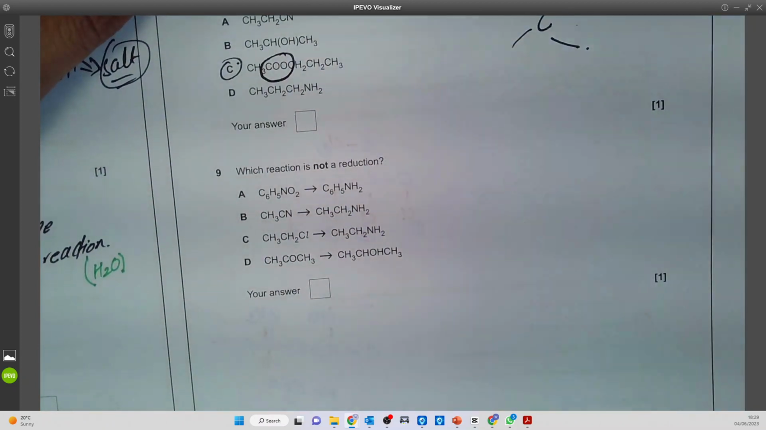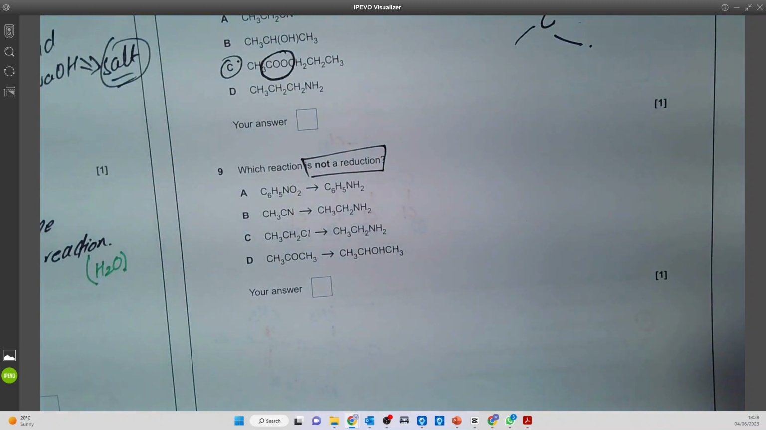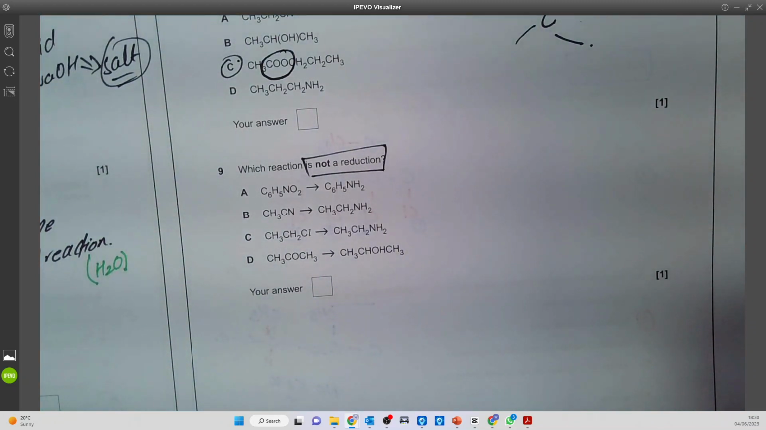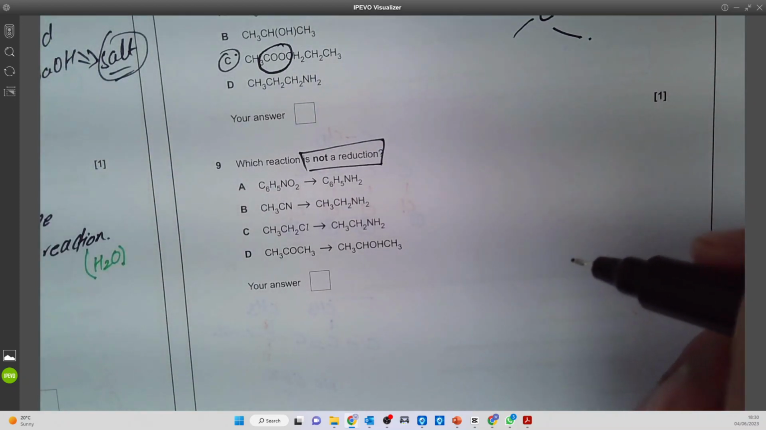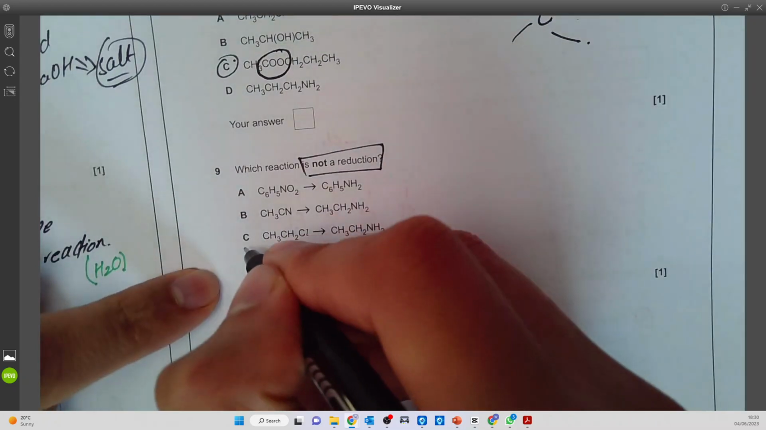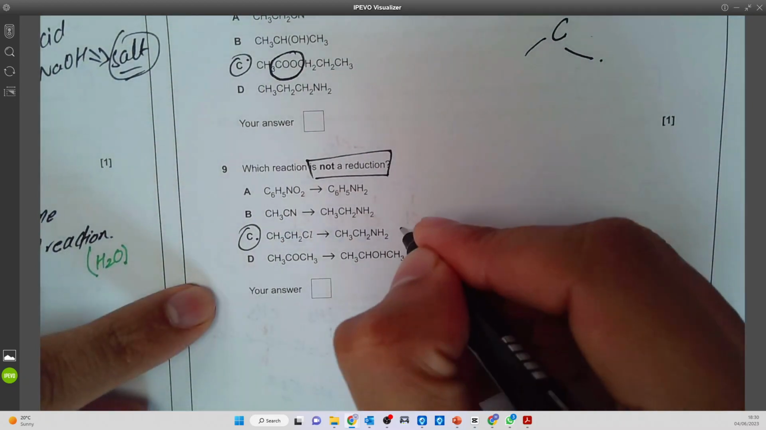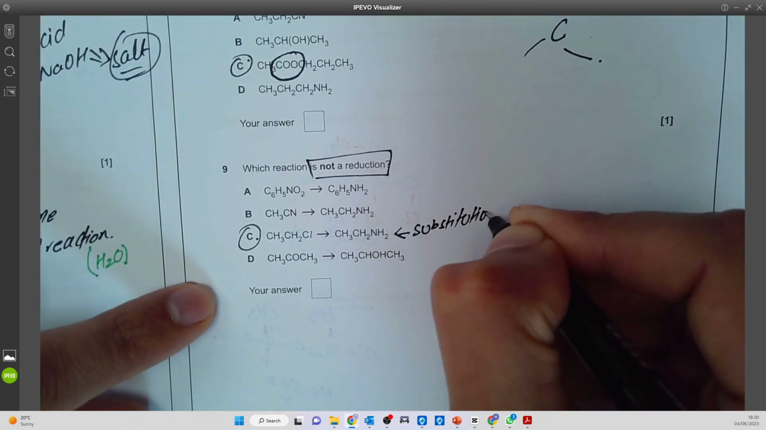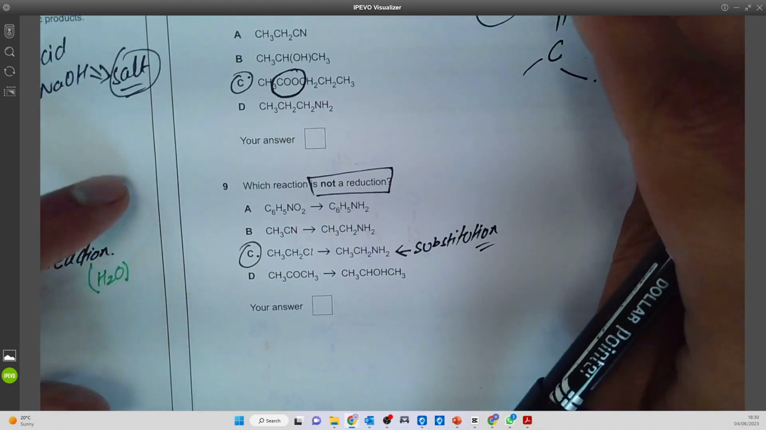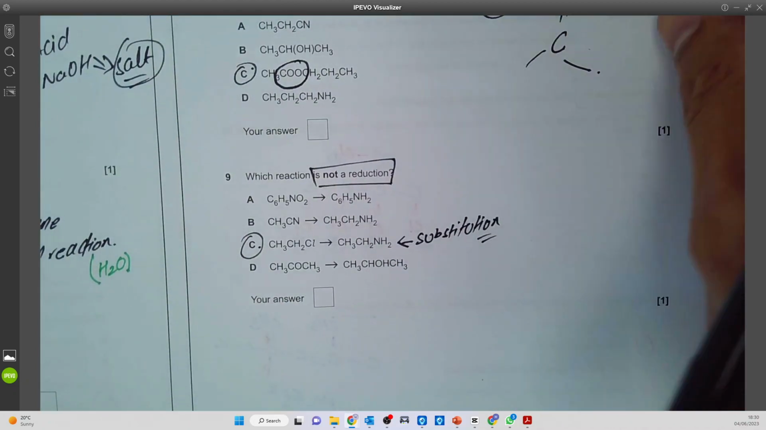Question number 9. Which reaction is not a reduction reaction? Where's this one? This is a substitution reaction. So what was the answer to question 7? Question 7 was A.